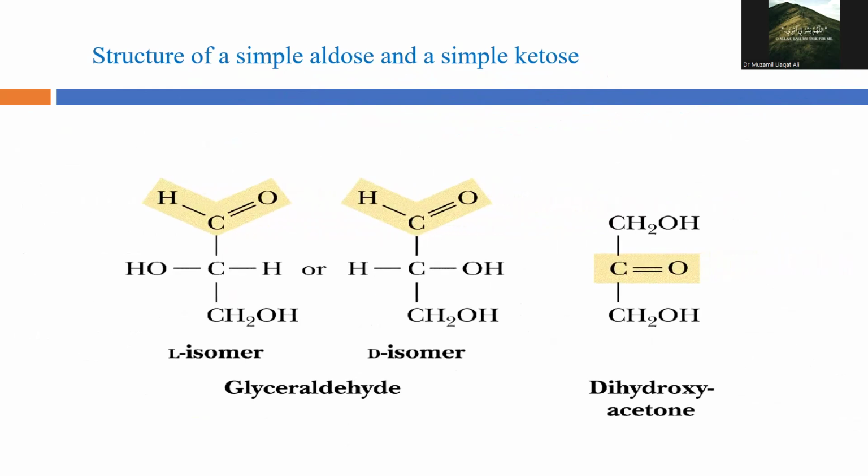Let's talk about the structure of a simple aldose and a simple ketose. Examine the open chain Fischer projection, right? Glyceraldehyde, an aldotriose, versus dihydroxyacetone, that is a ketotriose. The structural difference at the carbonyl dictates distinct metabolic fates. Dihydroxyacetone phosphate enters glycolysis directly.